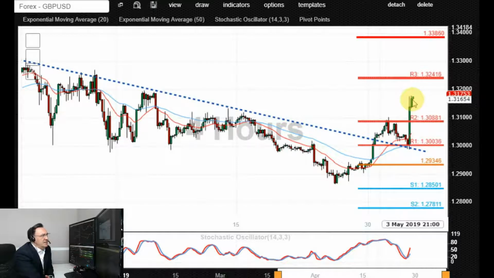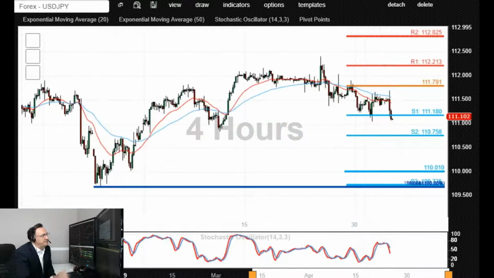Alternatively, either a pullback and the loss of 1.31 would then retest 1.30 as a logical downside support for another bounce higher. Only the end of day close below 1.30, 1.2936 would then negate this bullish intraday outlook, potentially opening way for a deeper retracement towards 1.2850, 1.2780, possibly even 1.27 to the downside.